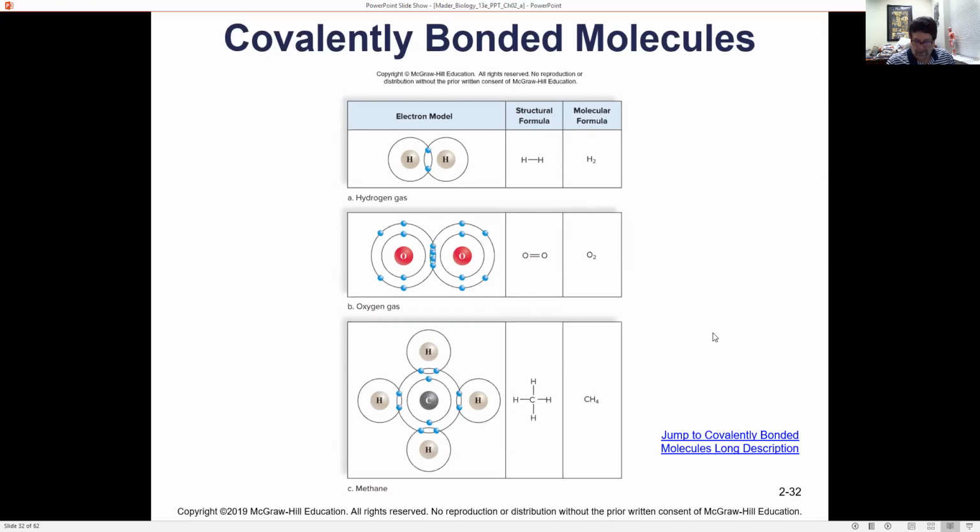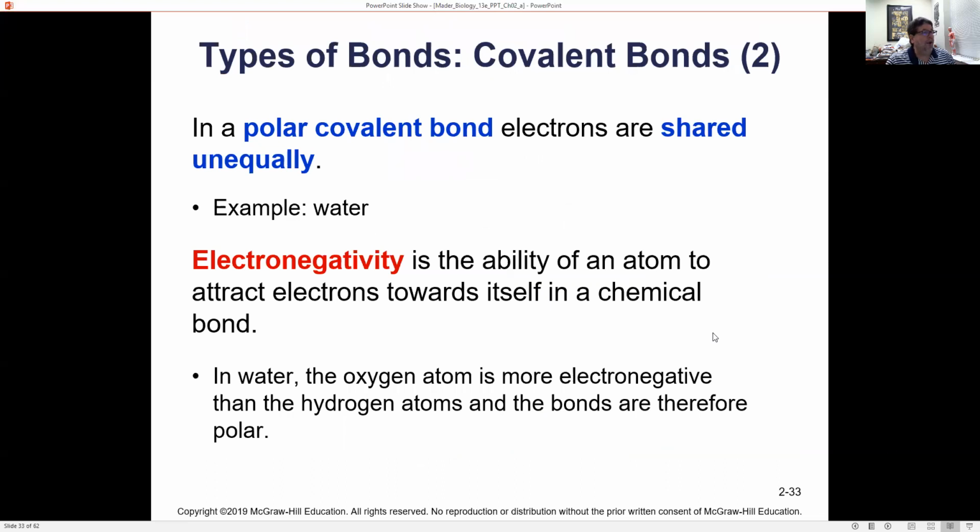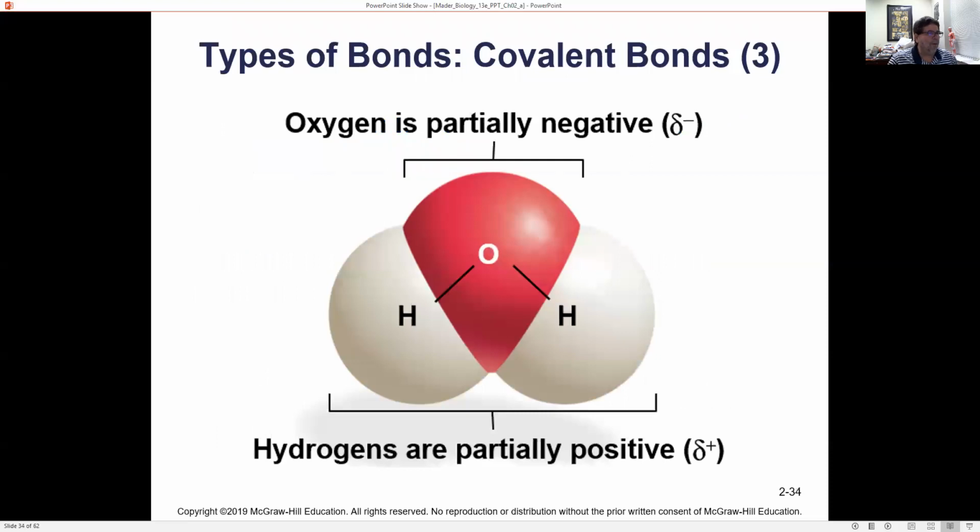Okay, pretty cool. Now it talks about polar and nonpolar. Polar covalent bonds share electrons unequally. Water is a great example of this. Water, when drawn, is like this, and this angle, instead of being 180, is, I believe, 108 degrees right here. So it gets a kink in it because oxygen has 8 protons, hydrogen has 1 and 1 proton.